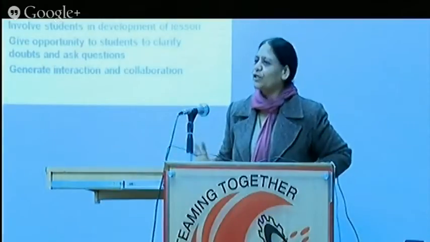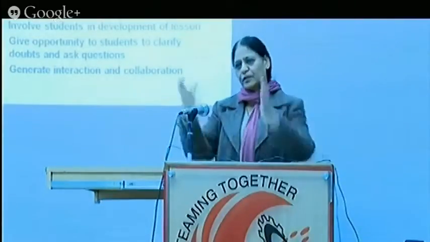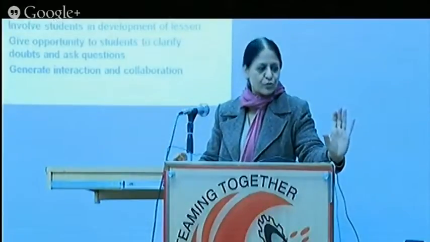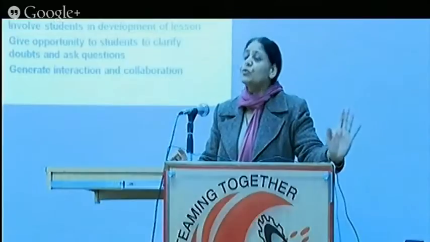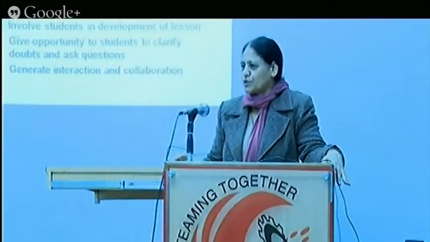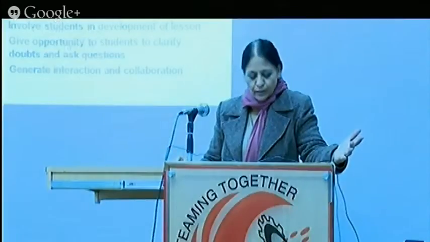Generate interaction and collaboration. Give opportunities to your students to work in teams, small groups, and you try to allocate individual responsibility to your students. So learning will be more.